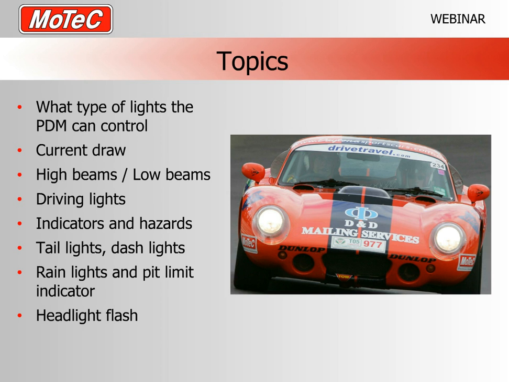Okay, in this webinar we're going to cover a number of topics fairly briefly, but we'll give you an idea of the following. Firstly, what type of lights we can control with a PDM, how much current we might expect each of these systems to draw, how we can arrange high beam, low beam switching, what we can do with driving lights, also how we can operate indicator and hazard lights, tail lights, dash lights, and finally how we would use rain lights and pit limit type lights, which are of course a flashing light, and lastly how we might flash headlights. So many of these tasks are quite similar to each other, but there are a few subtleties that are worth covering.